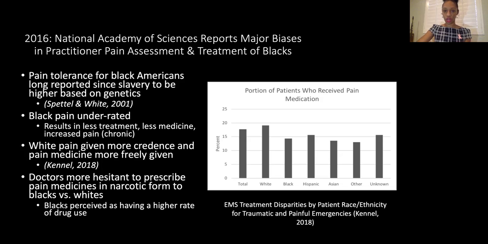So looking at the chart, we see the portion of patients who received pain medication. This was for emergency surgery and or emergency medical services. And we see that the Black community, and then we have others, and unknown, so we'll just go ahead and ignore those, but the Black community received substantially lower amounts of medication, as did their other counterparts. So when you're in pain, you want your medicine right now, and they're not getting that.